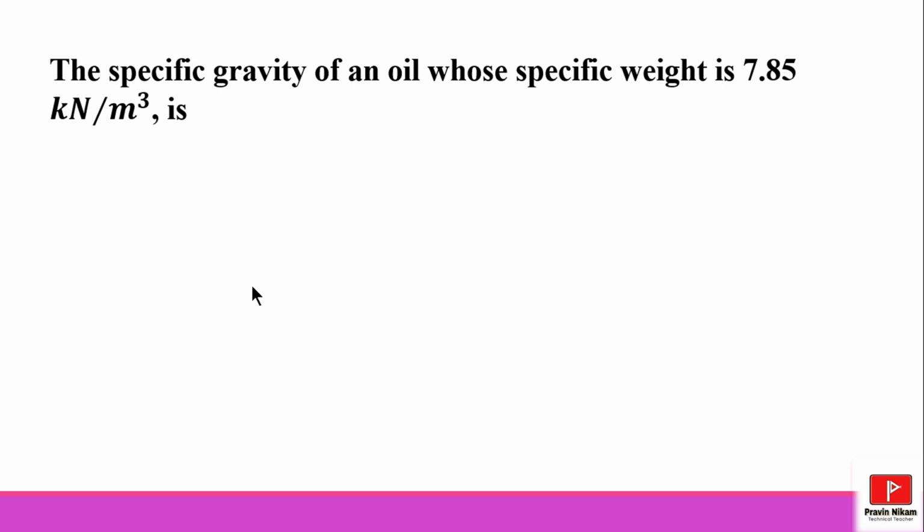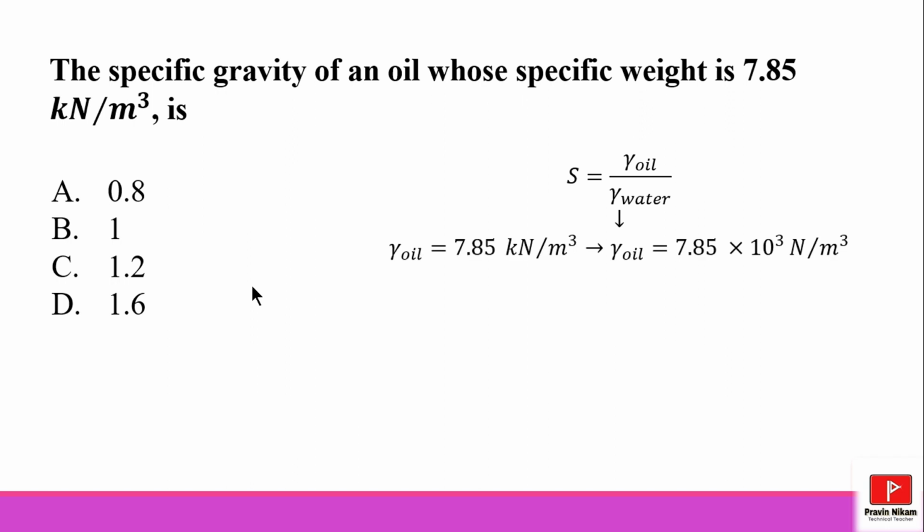See next, the specific gravity of an oil whose specific weight is 7.85 kilonewton per meter cube is. Now see, specific weight, that means gamma of oil is given, and we know the formula for specific gravity is S is equal to gamma oil divided by gamma water, or rho oil divided by rho water. But here gamma is given, that is 7.85 kilonewton per meter cube. So convert this kilonewton per meter cube into Newton per meter cube.